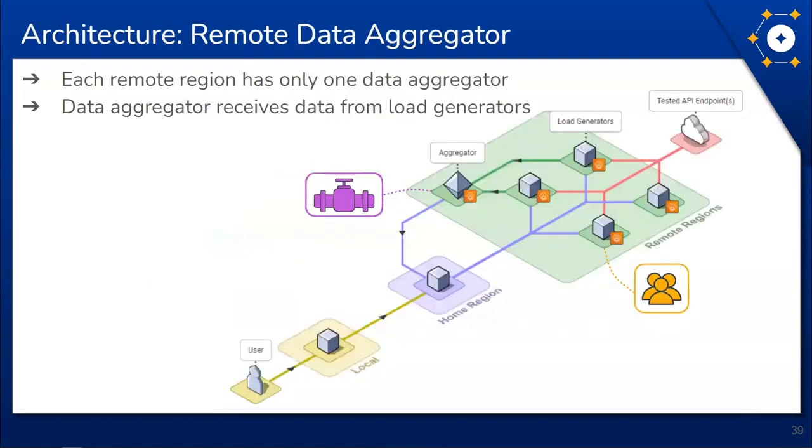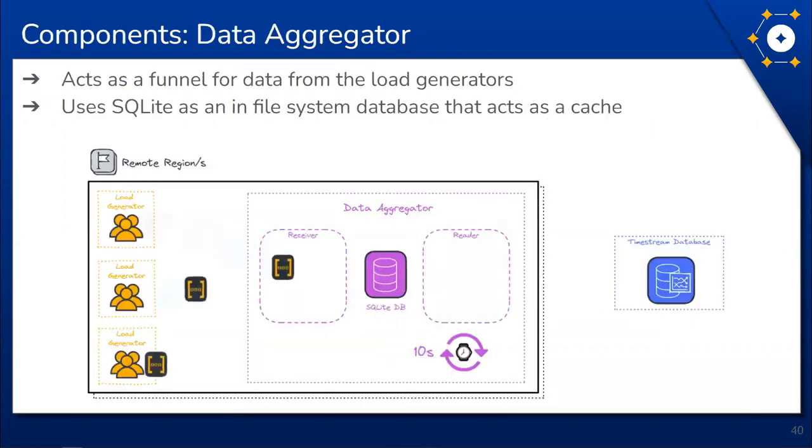In addition to the load generators, each remote region hosts only one data aggregator that receives data from each load generator in its respective remote region. As each regional load generator sends its completed test results to the data aggregator, they are saved in a SQLite database that acts as a temporary data store that we will name the cache. The aggregator has a single route that is responsible for parsing and formatting the incoming data from the load generators and saving the data to the cache.